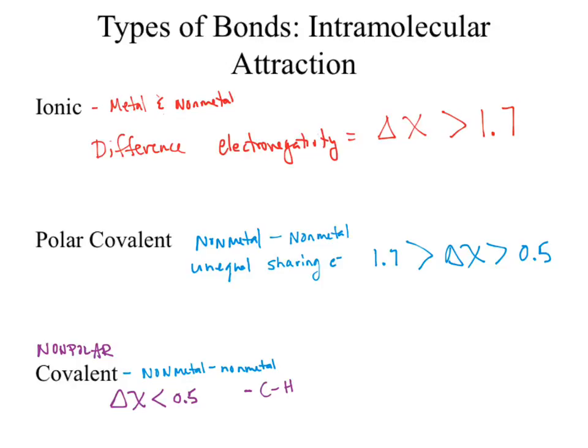Anything bound to itself. Why? They will have the exact same electronegativity. So if I bond fluorine to fluorine, fluorine is the most electronegative element. So if I bond fluorine to anything, it should be a polar molecule or a polar bond. But if I bond it to another fluorine, the electronegativities cancel, and I get a non-polar covalent bond. So when we're looking for our rules, our non-polar covalent bond, carbon to hydrogen, and then anything bound to itself, sets us up with a non-polar covalent bond.